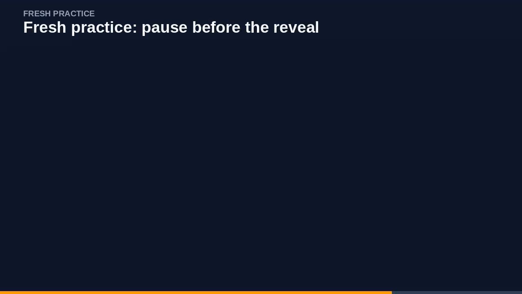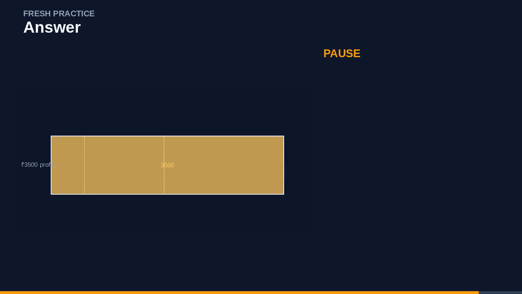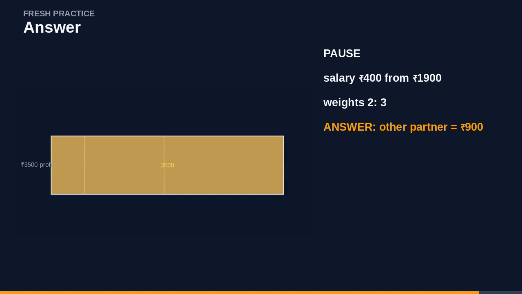A working partner takes rupee 400 salary from a 1,900 profit. Investments are 2, 3 for the same period. The other partner's part is? The answer is rupee 900. We divide remainder 1,900 minus 400 equals 1,500, split 2, 3, so the other partner gets 3 by 5 times 1,500 equals rupee 900. Dividing the full 1,900 in 2, 3 gives rupee 1,140, the classic trap.